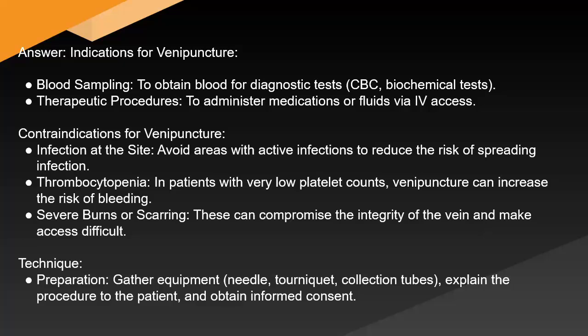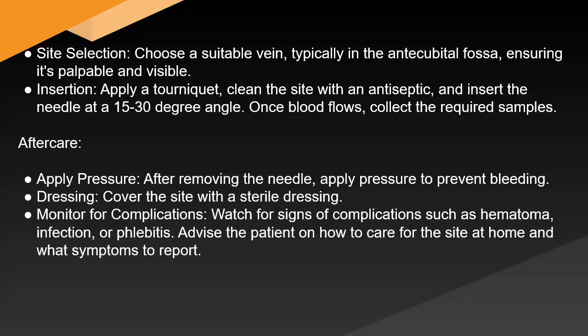to reduce the risk of spreading infection. Thrombocytopenia. In patients with very low platelet counts, venipuncture can increase the risk of bleeding. Severe burns or scarring. These can compromise the integrity of the vein and make access difficult. Technique, preparation. Gather equipment, needle, tourniquet, collection tubes, explain the procedure to the patient and obtain informed consent. Site selection. Choose a suitable vein, typically in the antecubital fossa, ensuring it's palpable and visible.